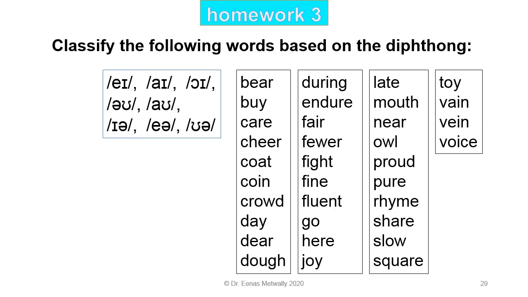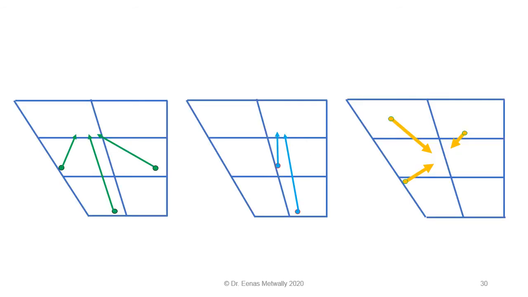Classify the following words based on the diphthong: A, I, oi, O, ow, ear, ur. Pause the video and look at the 3 quadrilaterals. Which one represents the centering diphthongs ear, ur? Which of the quadrilaterals represents A, I, and oi? And which one represents O and ow? Can you tell which arrow represents which diphthong?